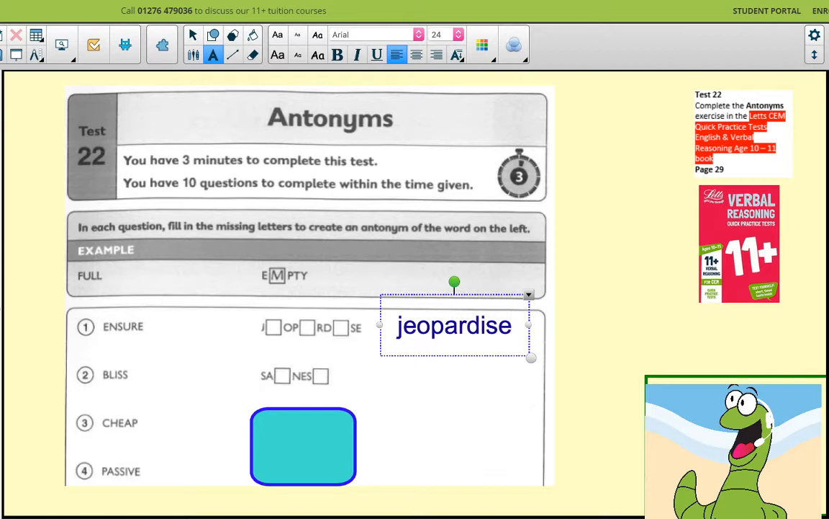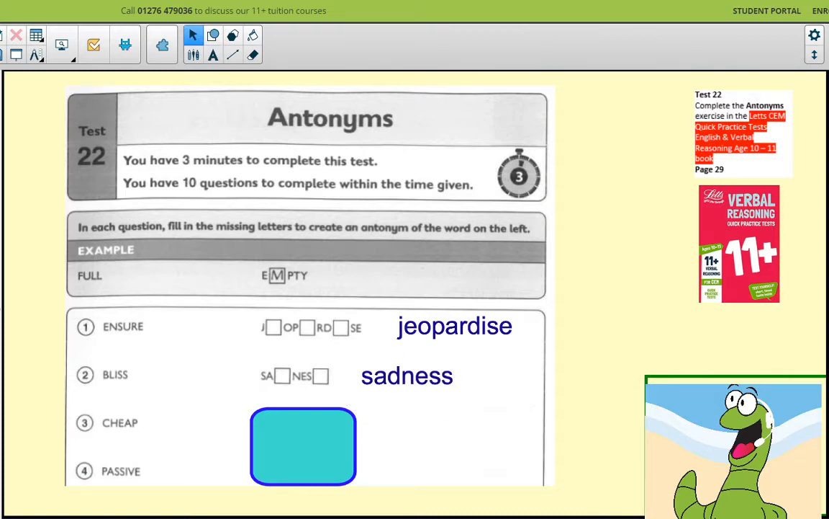Jeopardize means you are preventing something from happening. Again, this is one, if you didn't know already, that you can put in your word and meaning book. Bliss, number 2. This is a way of saying happiness. And I think this one's quite obvious. It becomes sadness. Remember, it's an antonym that you're looking for. Words with the opposite meaning.